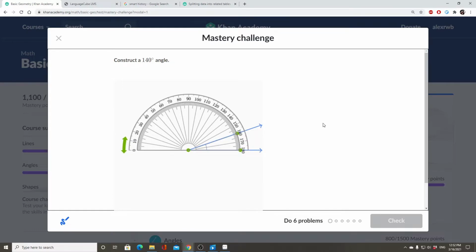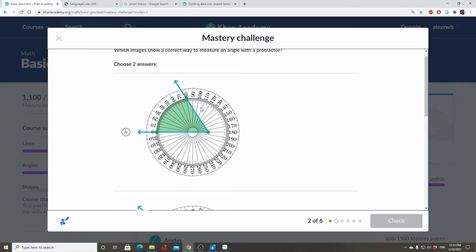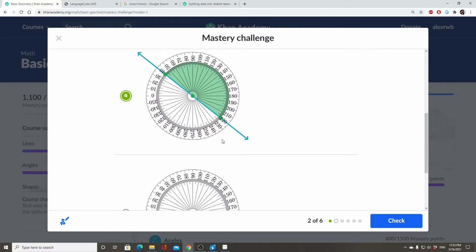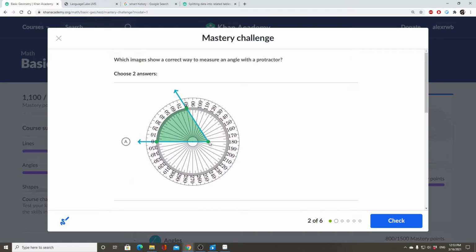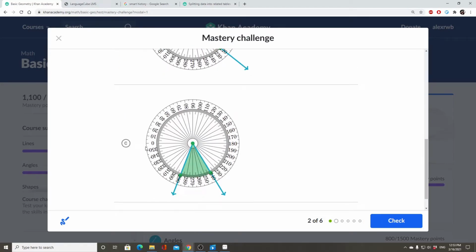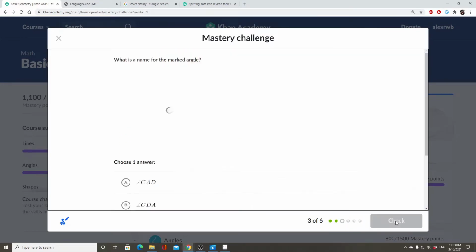So this is what we were doing yesterday, right? Construct a 140 degree angle. Alright, so we got a zero guy, it should be an obtuse angle, right? There we go. Which image shows the correct way to measure an angle with a protractor? Wrong. Yeah, that looks like it could be correct. Yeah, because the vertex is not in the middle. That's why that's wrong. Vertex is in the middle. That's okay. I think most of us know how to do this. Okay, cool.